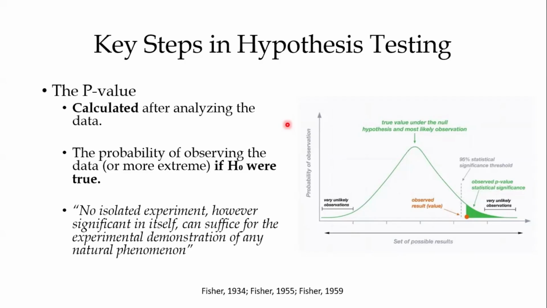He said that no isolated experiment, however significant in itself, can suffice for the experimental demonstration of any natural phenomenon. As in, at the end of the day, even if you do that study and you compute the p-value against an alpha threshold, for example, in itself, it may not really suffice to explain a phenomenon that you're trying to explain, which means that there are other things that you'll also need to compute to fully explain the difference that you're seeing. P-value just tells you that there might be a difference.